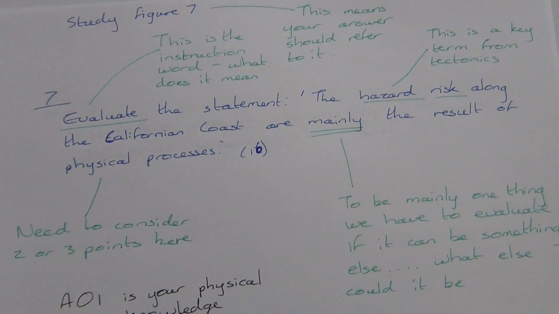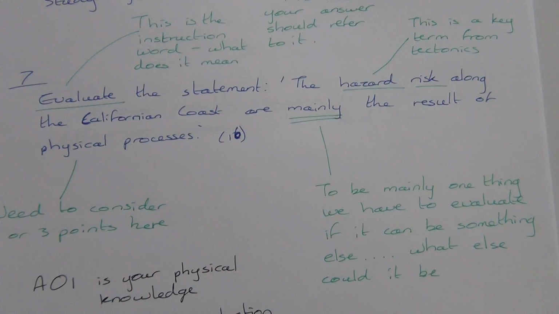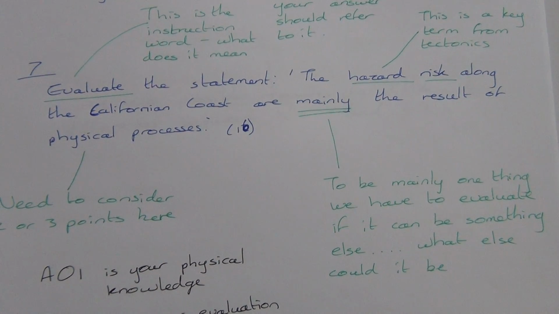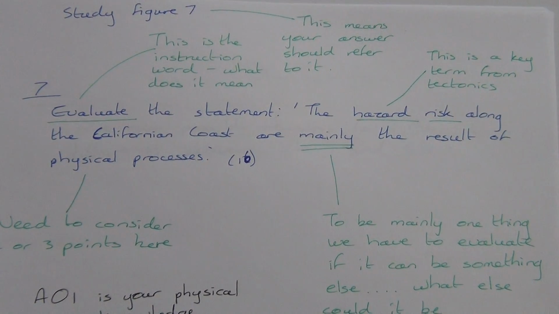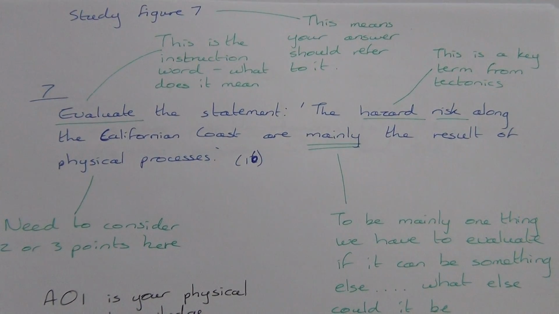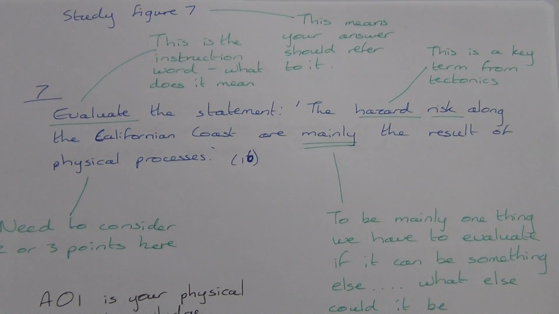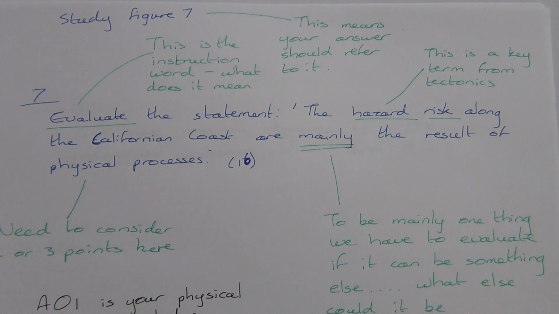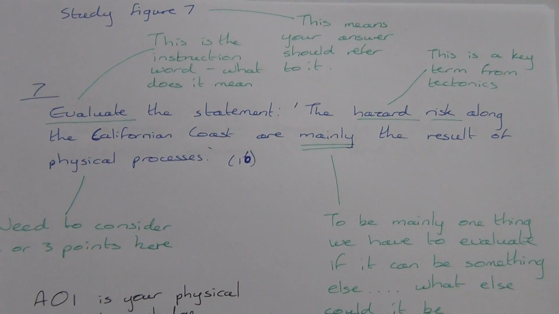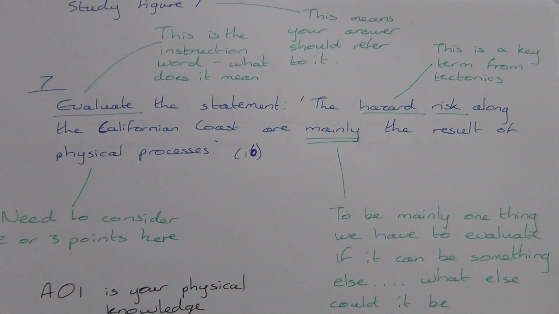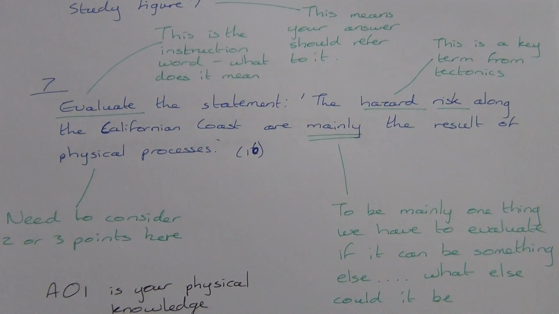So the question is evaluate the statement. Now we need to think about what that evaluation term means. It's the instruction word for this particular question. And evaluate, you've got the sheet of paper, requires a very specific group of skills. The question then is asking us about the hazard risk. So this is our key term, as I said, from tectonics. So we need to be able to know what that word means. Words like multiple hazard zone and those sorts of things should be what in your mind you are thinking about.